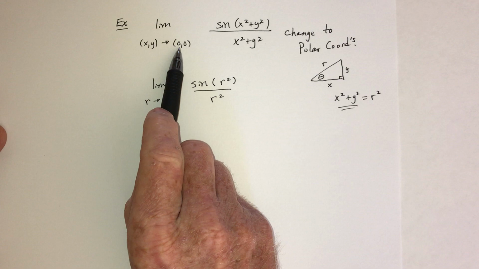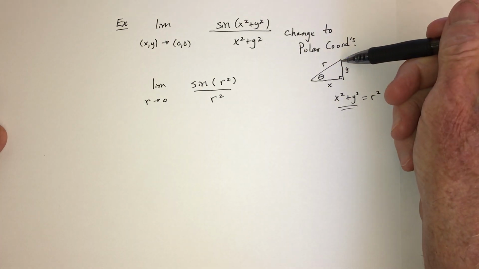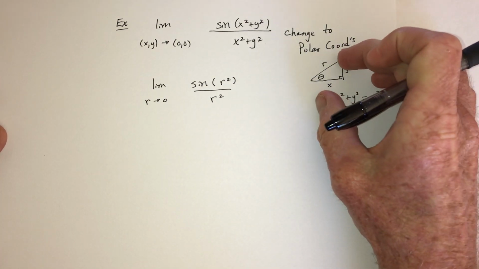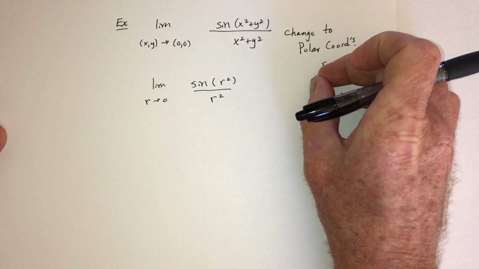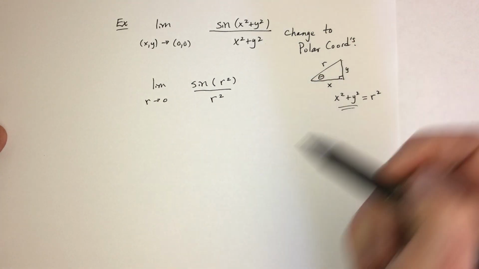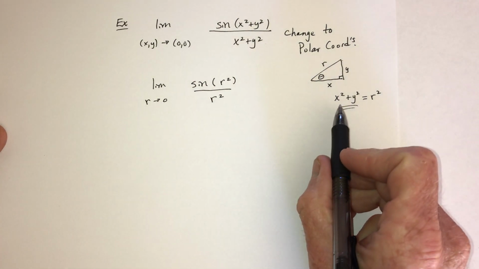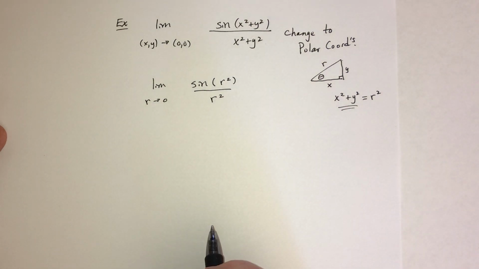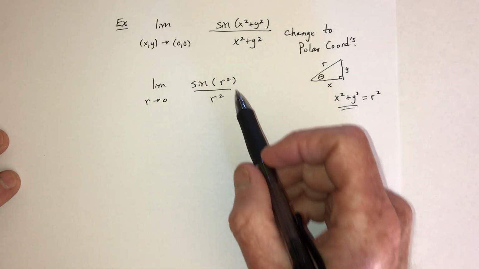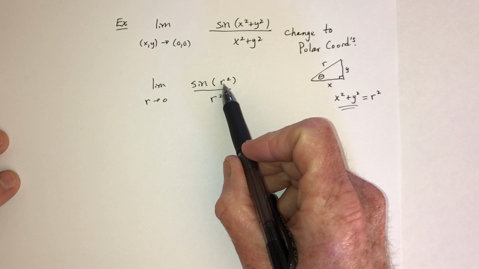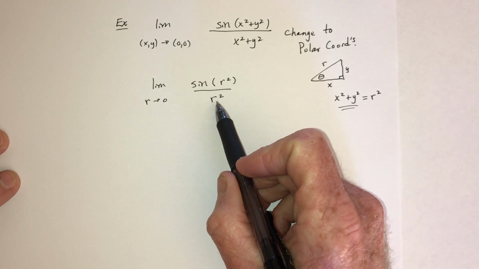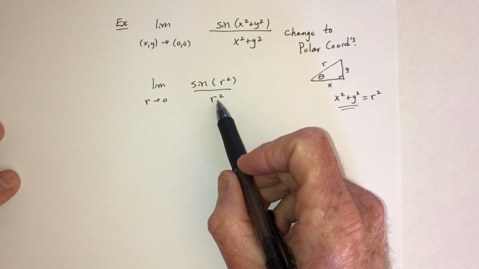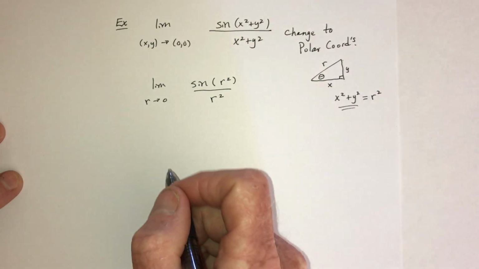And since x and y are becoming 0, that means that this triangle is shrinking down and down and down until it disappears to be nothing. That means that the r would also be going to 0. Or just right here, if these are becoming 0, then r is becoming 0. Then this is becoming a 0, so sine of 0 equals 0. This is a 0, which means we could use L'Hopital's rule. And now we only have one variable.